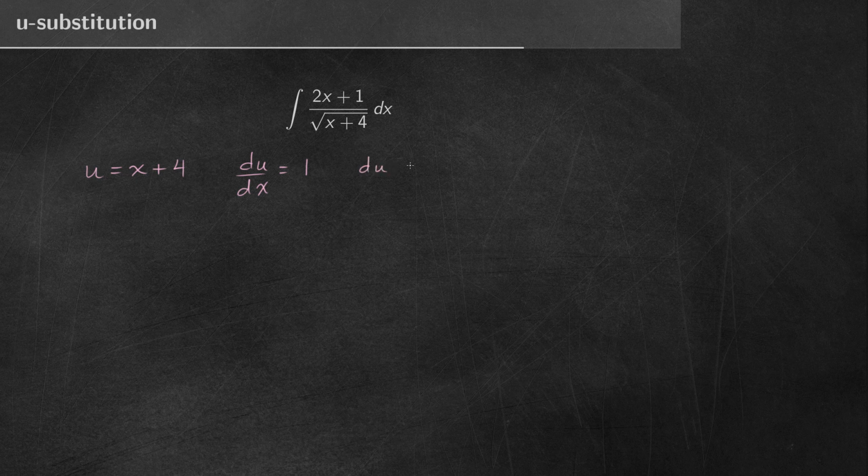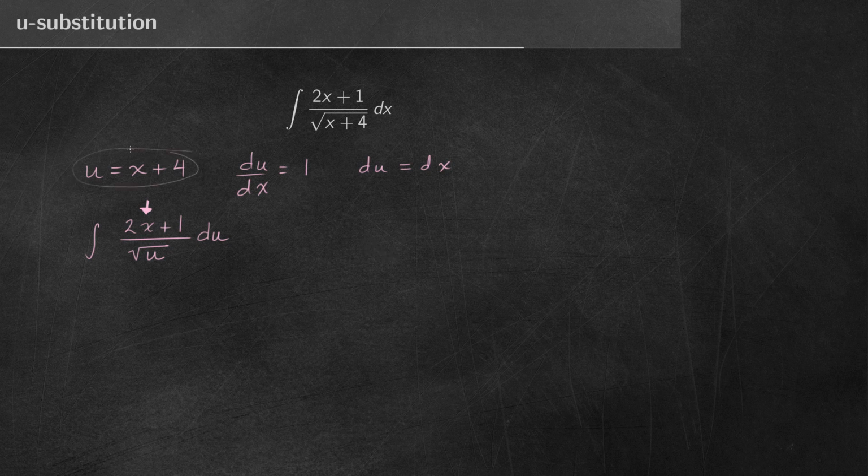Now this is a simple case where we have du equals dx. So now this means I'm allowed to replace dx with du because they're equal to each other. So that should be helpful. Let's rewrite our integral. On the top I have 2x plus 1. On the bottom I have the square root of x plus 4, which now is the square root of u. And then times dx, but dx is equal to du. So I just have this one little problem right here that I have to get rid of. I don't want an x there.